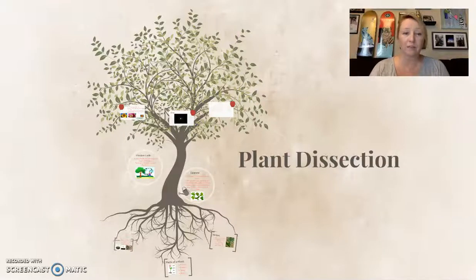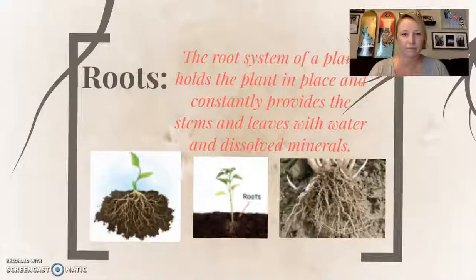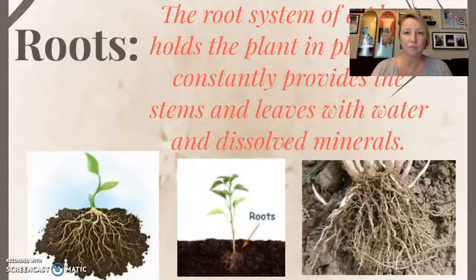All right, class, so we've just finished rinsing the soil off the roots of our plants with our science partners and looking at them with a magnifying glass. Now we're going to talk about the rest of the parts of the plant. So the roots, which we just looked at, are the system of a plant that holds the plant in place and consistently provides the stems and leaves with water and dissolved minerals.